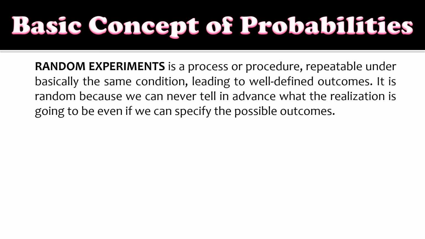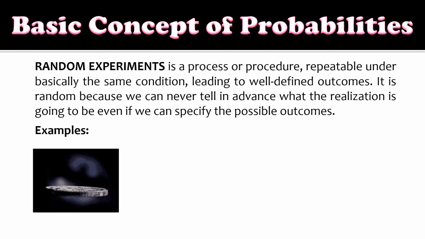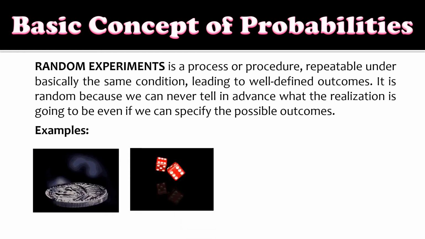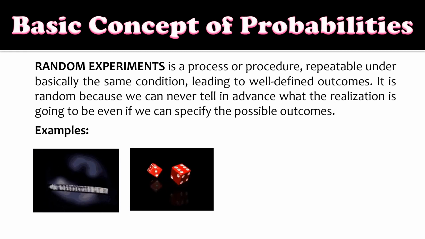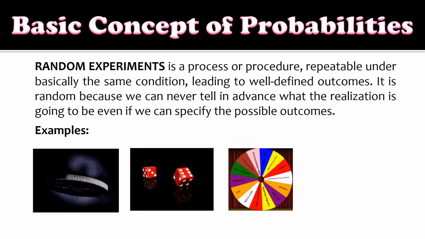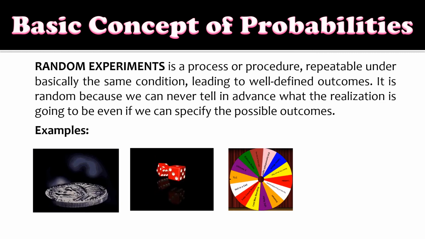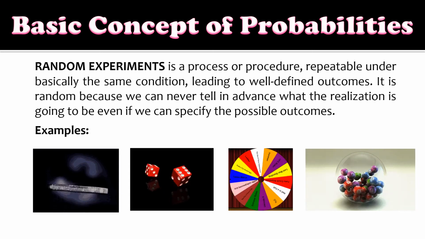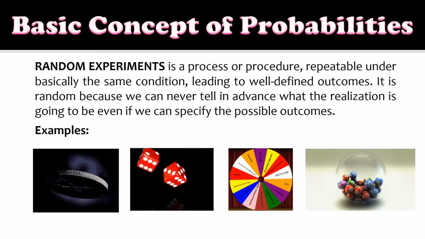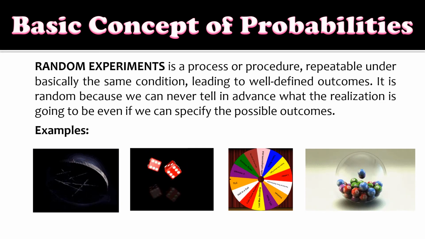It is random because we can never tell in advance what the realization is going to be, even if we can specify the possible outcomes. Examples. So, tossing a coin. There are two possible outcomes here. It's either a head or a tail. And another is rolling a dice. And we have the wheel, color wheel, or roulette, and lottery. So these are just some examples of a random experiment.